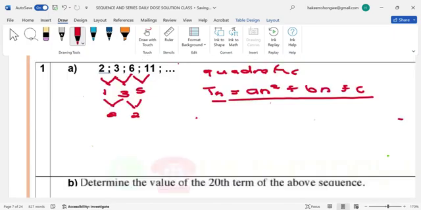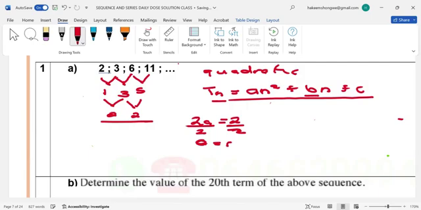You say 2A is going to be given by whatever the second difference is. So what is our second difference in this case? It's 2. Then you say divide by 2. It says A is going to be equal to what? 2 divided by 2 is 1. And then after that, we need to get B.